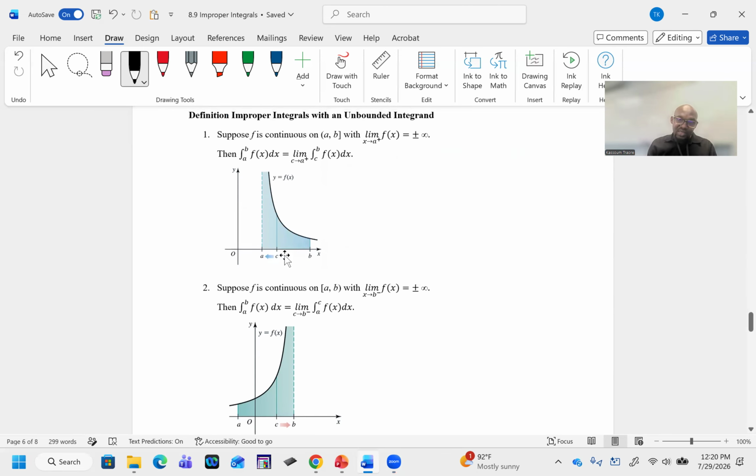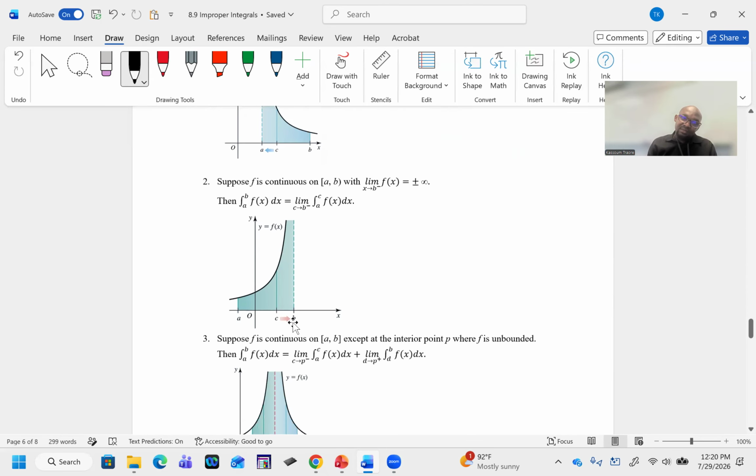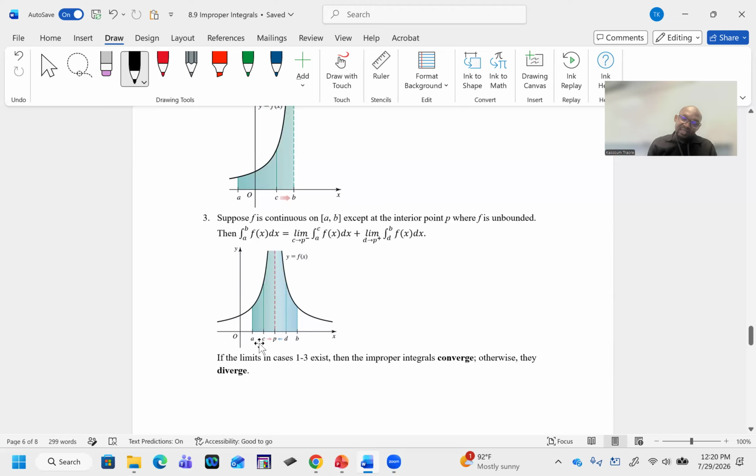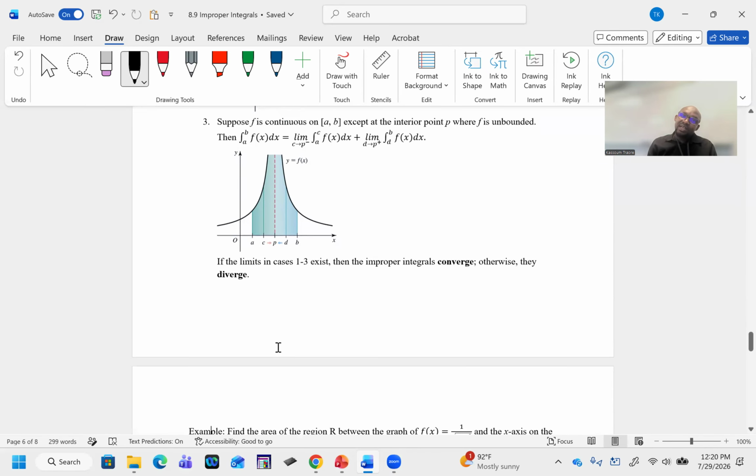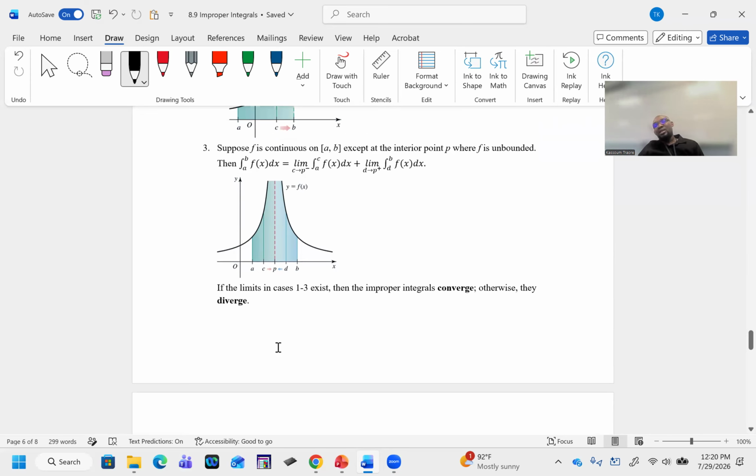In this case, can you see c is approaching a from which side of a? The right side. c is approaching b from the left side. And in this case, can you see c is coming from p, the left side, and d is on the right side. If the limit in cases 1, 2, 3 exists, then the improper integral converges. Otherwise, they diverge. So let's do this first example.